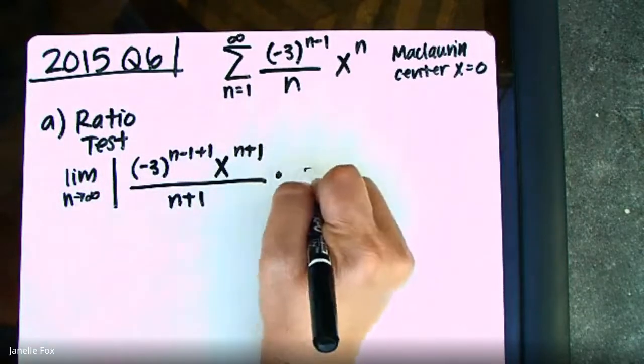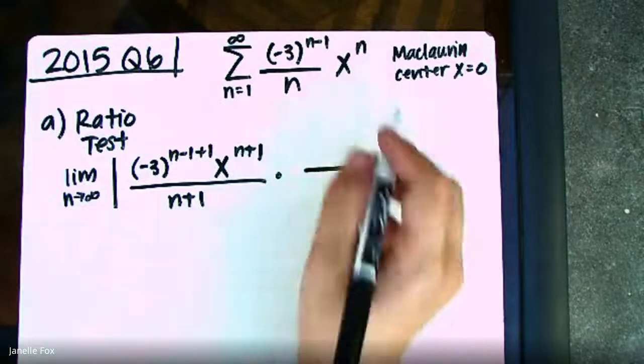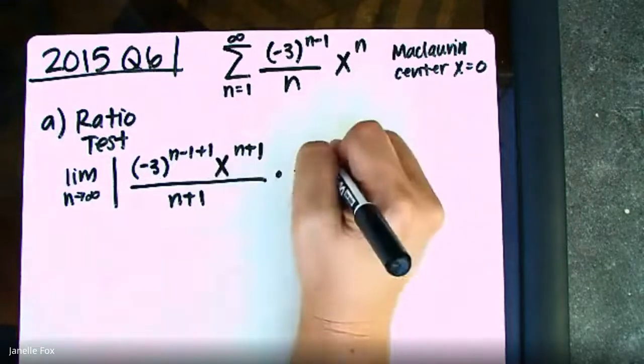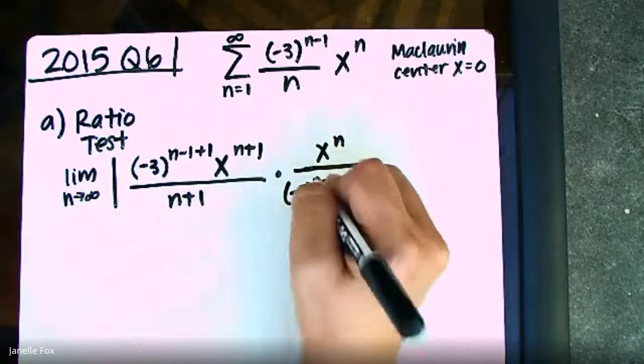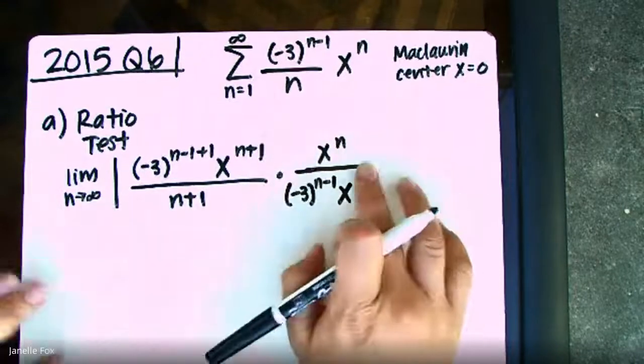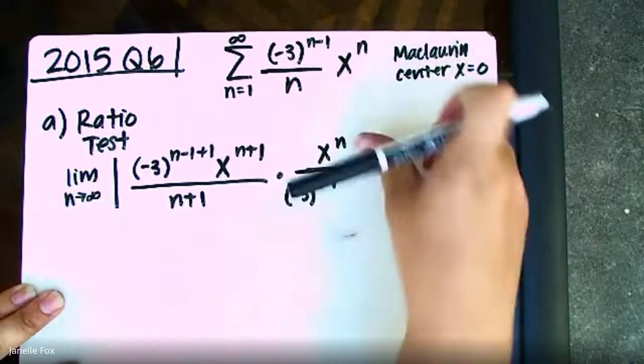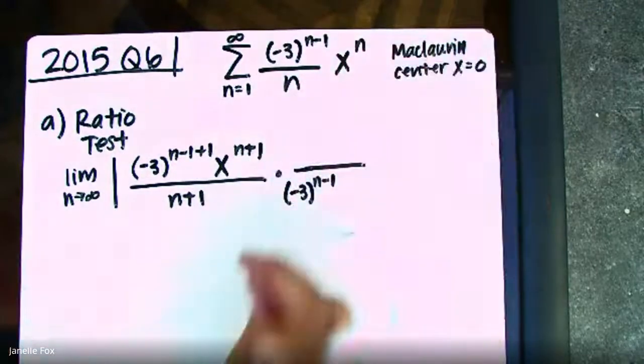So there's my n plus 1 term, and now we're going to multiply by the reciprocal of the nth term. So that's an x to the n, a negative 3 to the n minus 1, and then just an x. Nope. And then this is not x to the n right there.